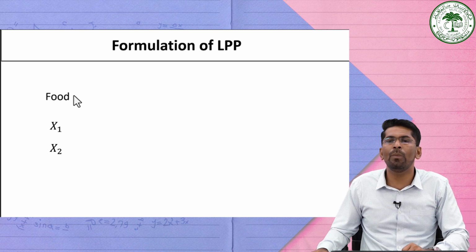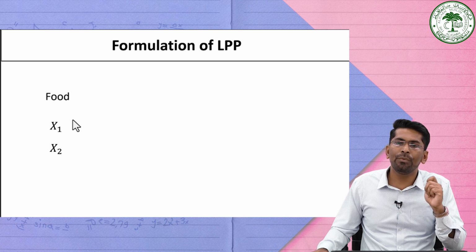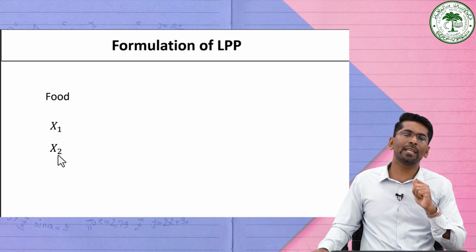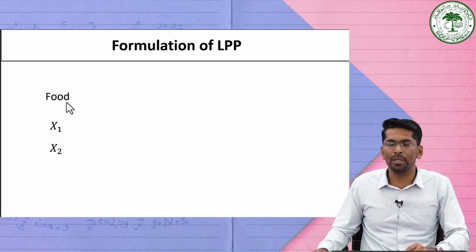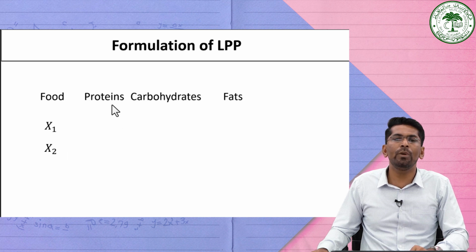Here in the given problem, we have food X1 and X2. How many units of the food X1 and X2 are to be bought to minimize cost and still meet the minimum daily protein requirements. So here the food X1 and X2 will become the decision variables. Now the food X1 and X2 contain different units of protein, carbohydrate and fat.